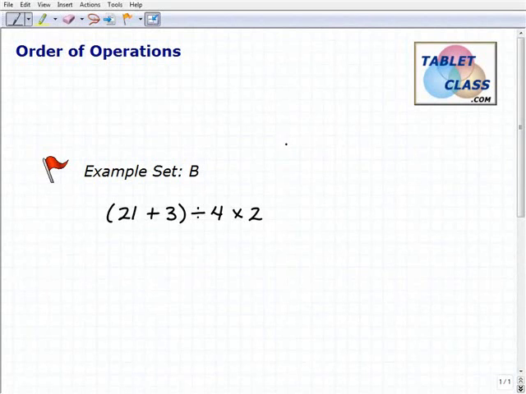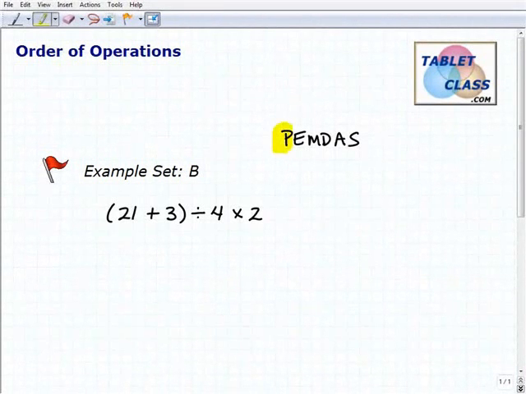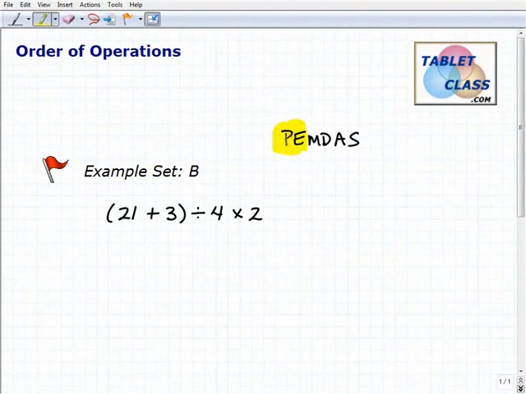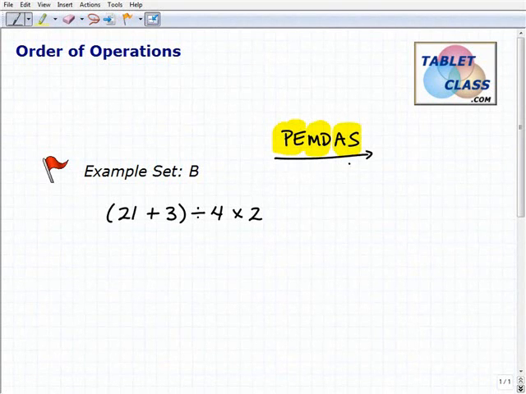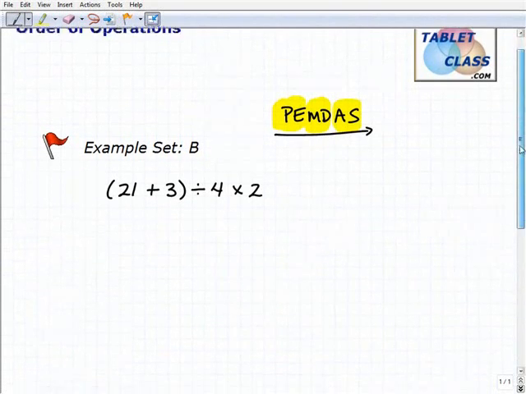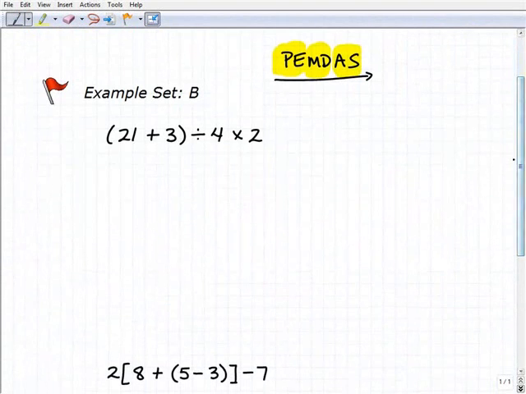Now recall from the lesson, the easy way to remember the order of operations is this saying here, PEMDAS, where the P stands for the parentheses or grouping symbols. That's what we're going to do first. And then we're going to do the E next, which is exponents or powers. And then we'll do multiplication, division, addition, subtraction. And we're going to do this from left to right. So with that in mind, let's go ahead and apply this procedure to these problems here.